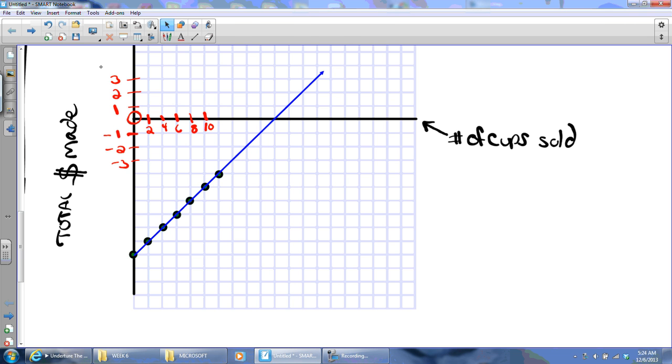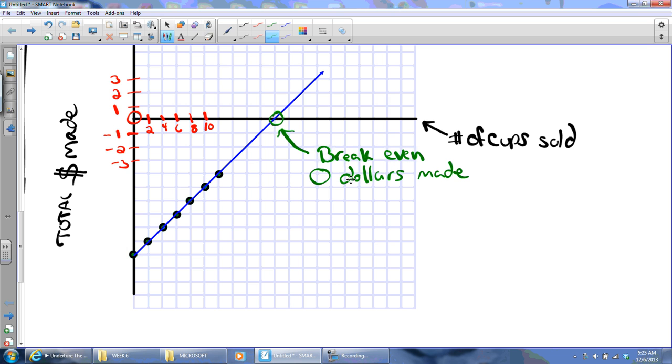Okay, so the question is, when does Bob make a profit? Well, hopefully you realize that this point right here is a very, very important point. Okay, can you tell me what that is? That's the break-even point. At that point, Bob has made $0. Okay, well, how many cups is that? Let's see. 12, 14, 16, 18, 20. That's the point 20, 0. And he's made $0, right?